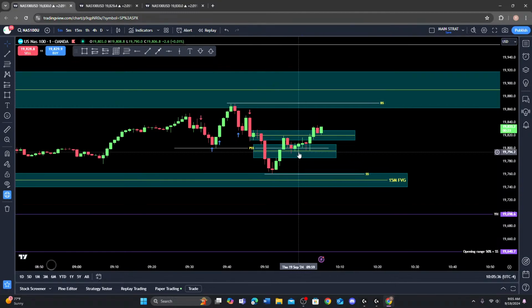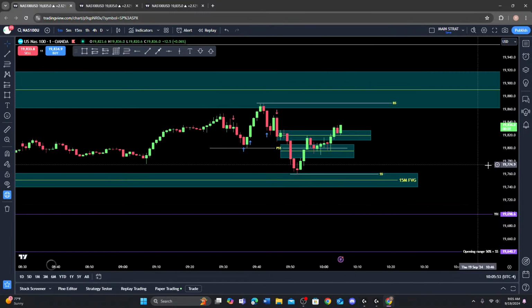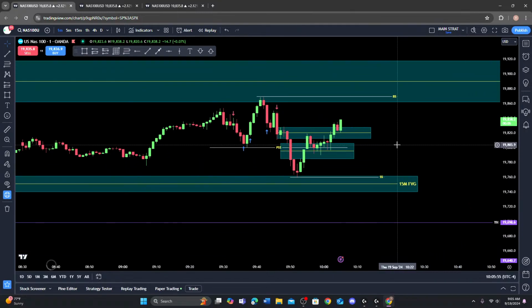Fair value gap. I usually just tend to... Sometimes I just get lazy and slur my words. I say fair value instead of fair value gap. A lot more effort. Okie dokie.